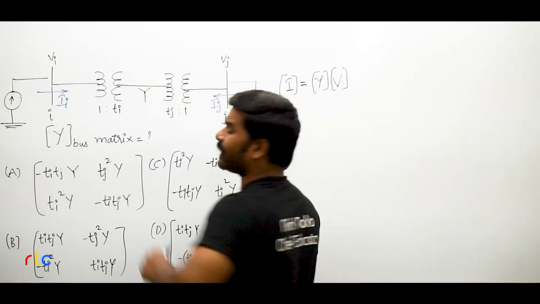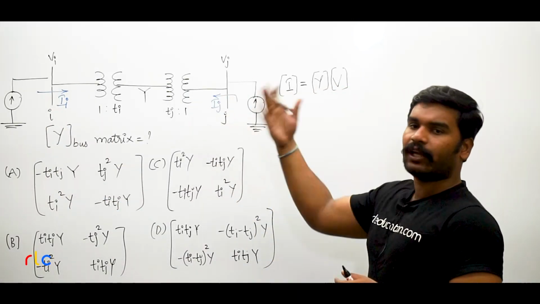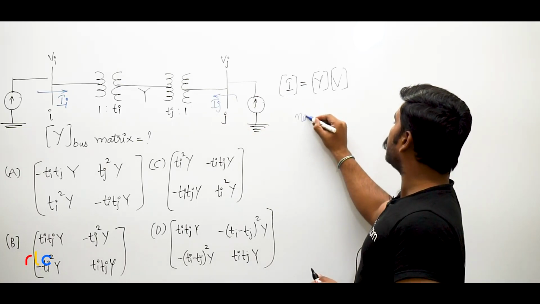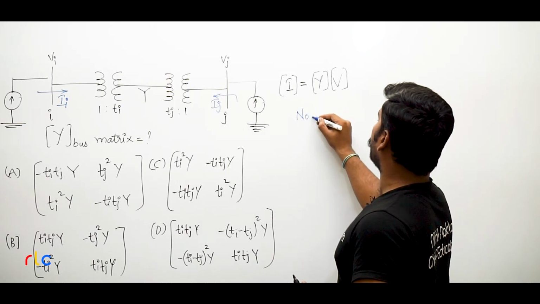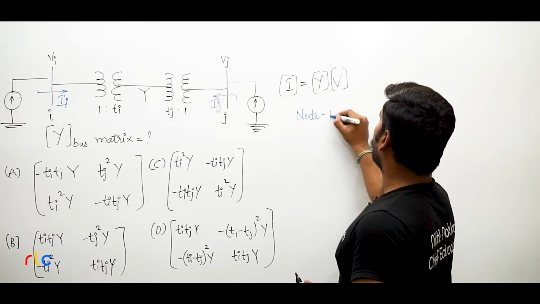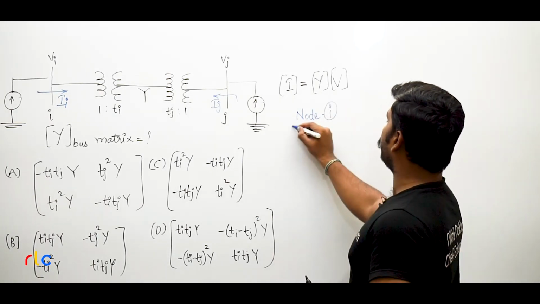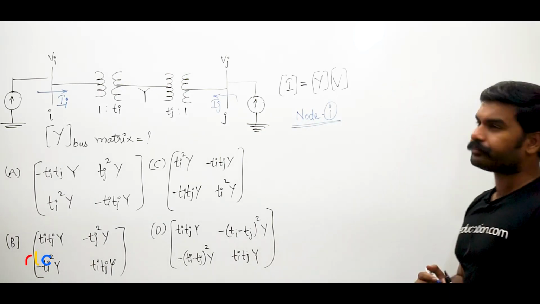So bus I, bus J. So node I, node J. So I will write the nodal equation at node I. At the node I, I will write one nodal equation.